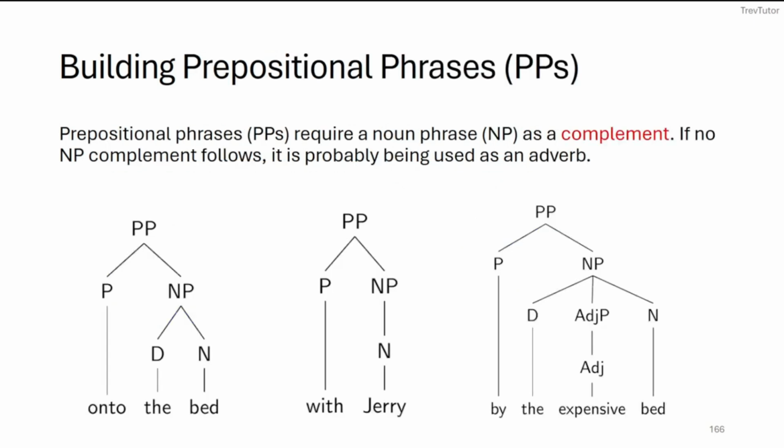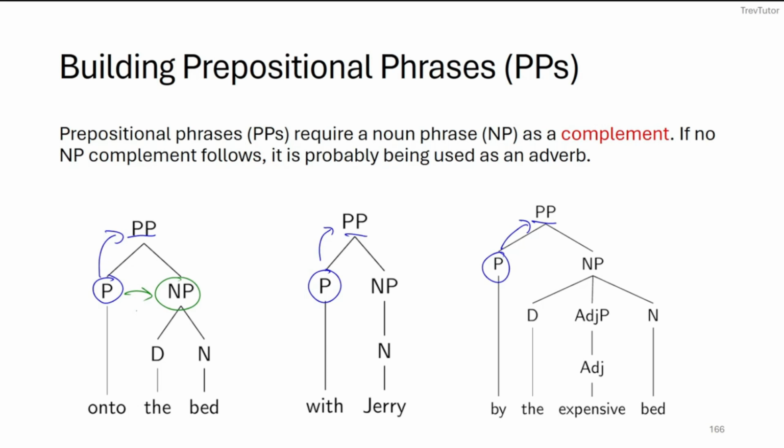Now, after talking about noun phrases, it makes sense to talk about prepositional phrases. So prepositions like onto and with and by are going to build into prepositional phrases, like onto the bed, with Jerry. And we see in each case that it takes a noun phrase complement. So in other words, the preposition requires a noun phrase after it in order to be grammatical. So the noun phrase is its complement.